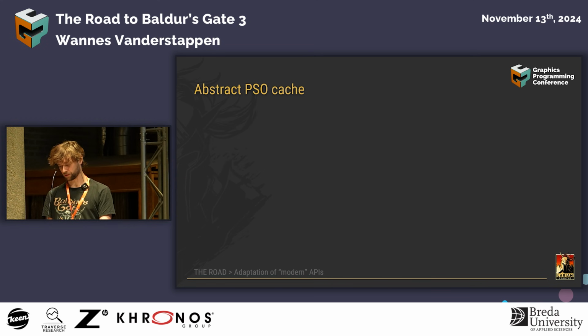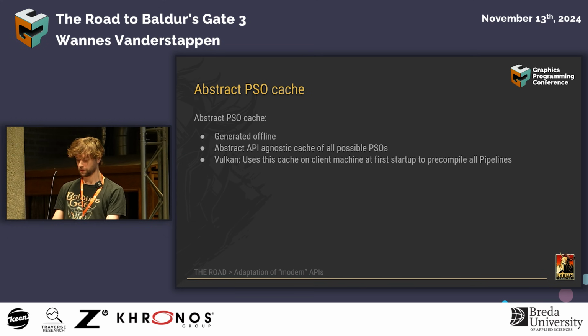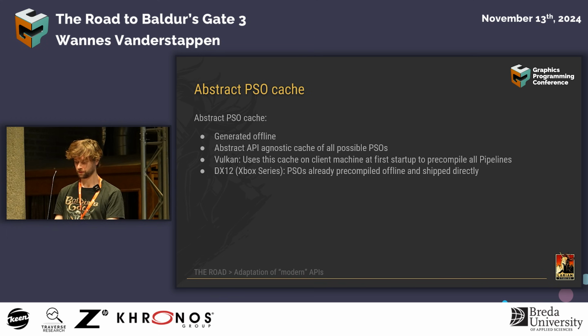And because, of course, compiling PSOs at runtime is so slow, we had an abstract PSO cache. So this is generated offline. It's an abstract API-agnostic cache of all the possible PSOs that our game can have. This was derived from all the data that we have, so all the visuals, all the materials. And for Vulkan, we use this cache on the client machines at first startup to precompile all the pipelines. For DirectX 12, these PSOs could already be precompiled offline and shipped directly.